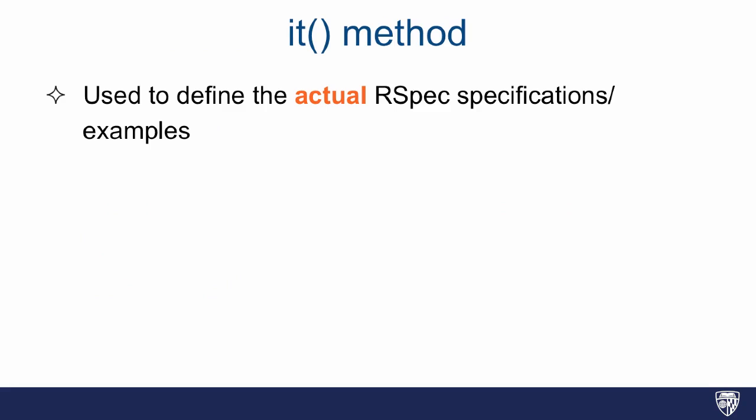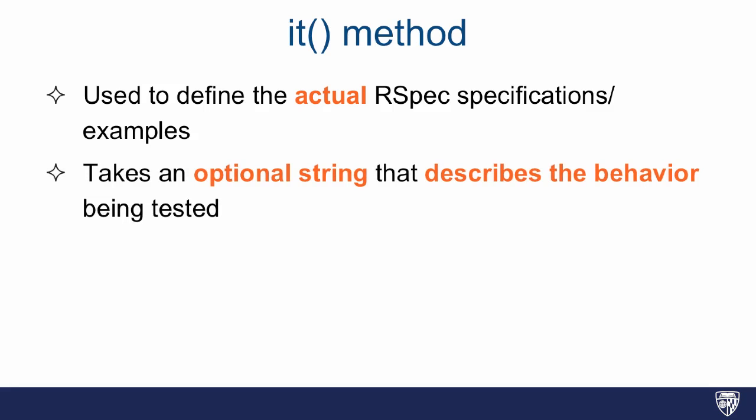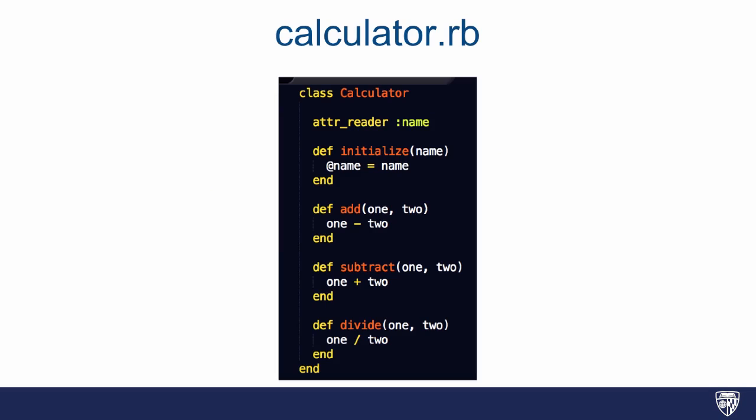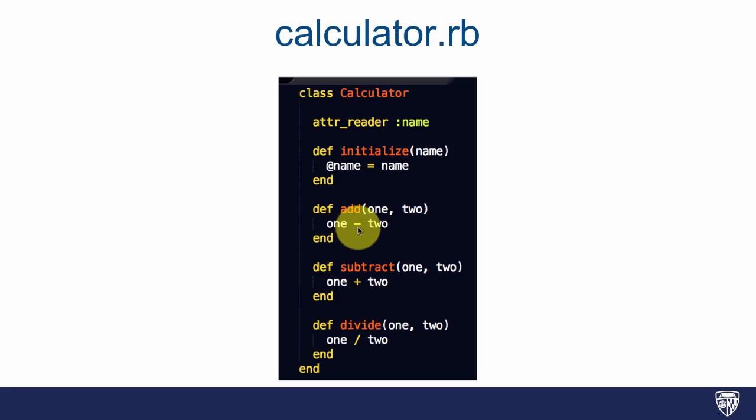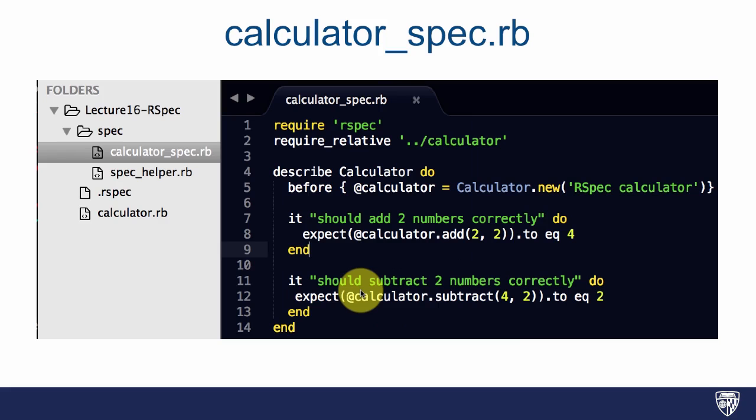The main logic happens inside the it method, which is used to define the actual RSpec specification, or as it's called, example. It takes an optional string which describes the behavior being tested. So let's take a look at a similar example from a previous lecture. In the previous lecture we used Minitest. Now let's see how to do the same thing using RSpec. So let's say we have the same calculator.rb, which has the erroneous behavior of subtracting versus adding, has a minus and add and plus and subtract.